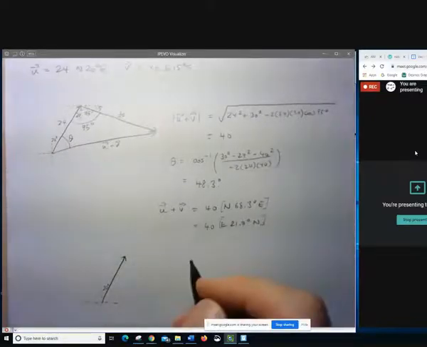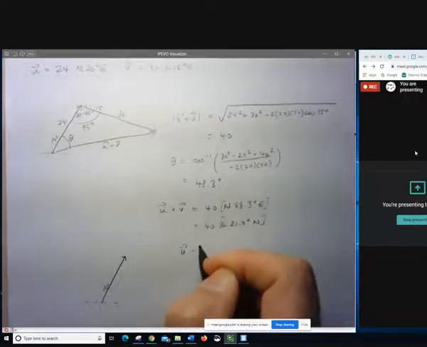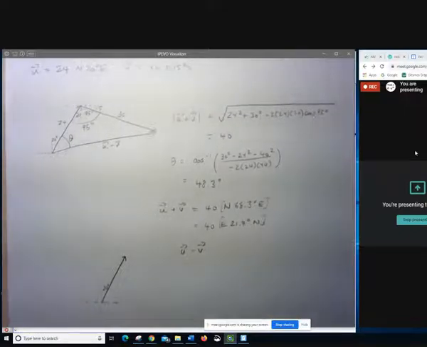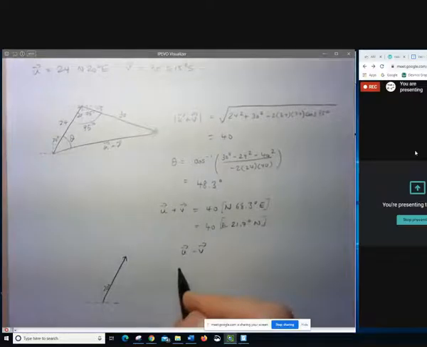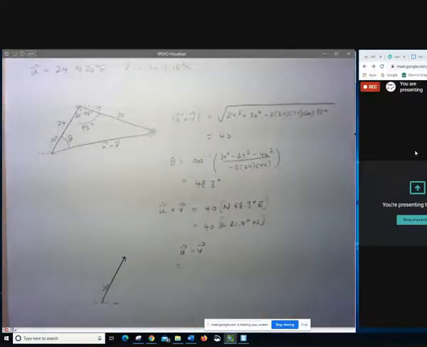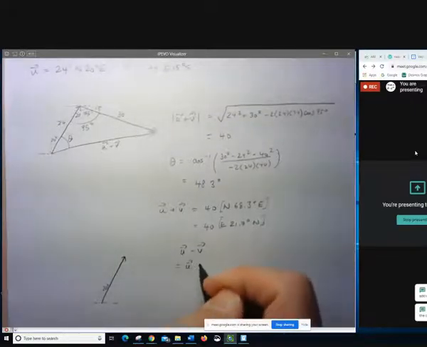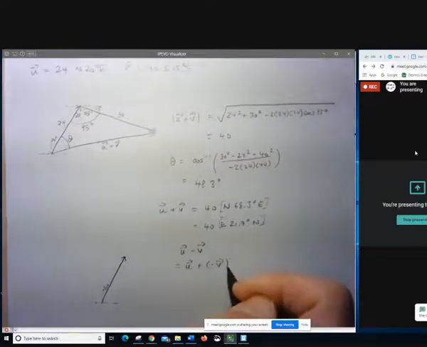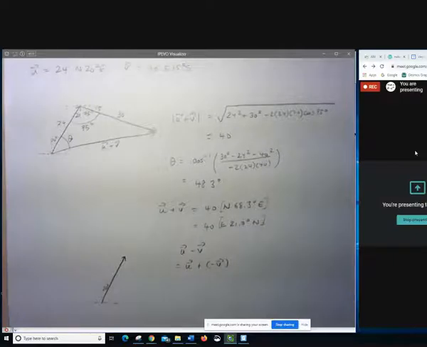But if I want to do u minus v, what am I going to have to do if I want to use a tip to tail method here? How am I going to have to reconsider this subtraction? I need to consider it in a different way. There you go. I'm just going to do it as u plus -v. And so there, the direction is going to change.